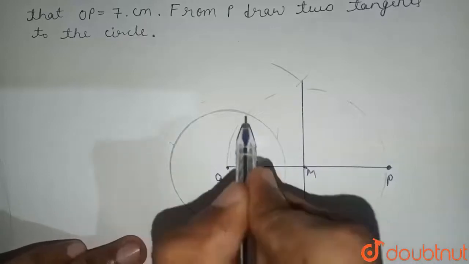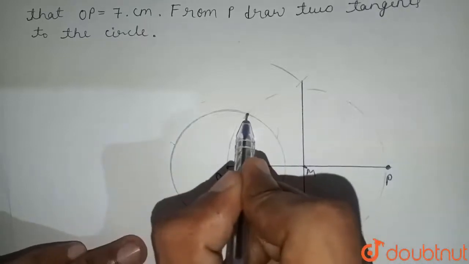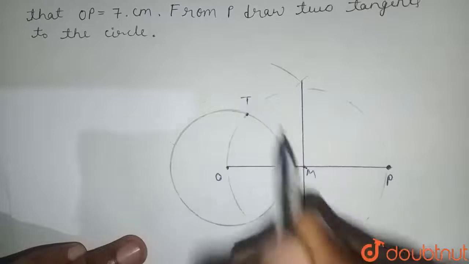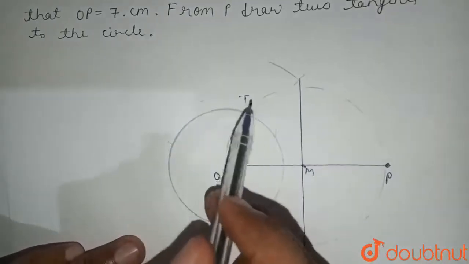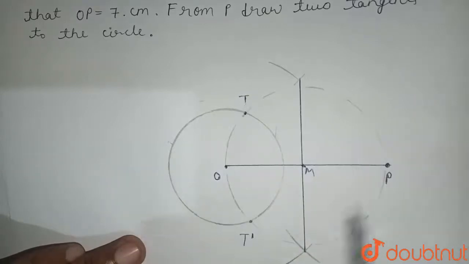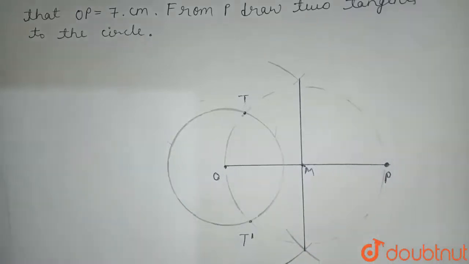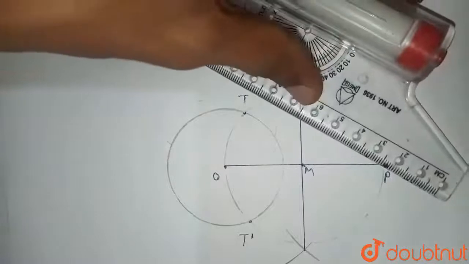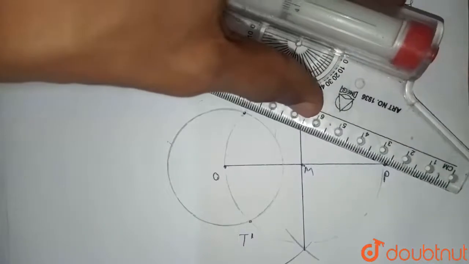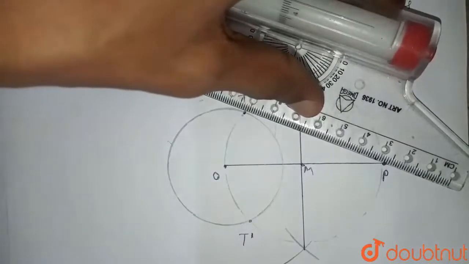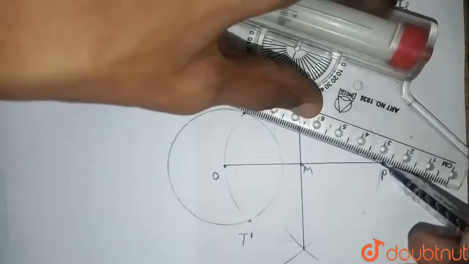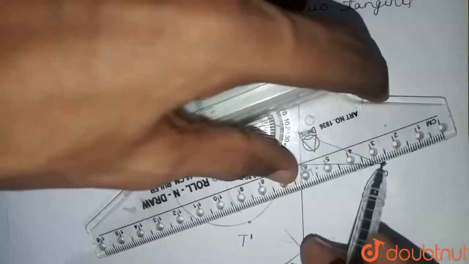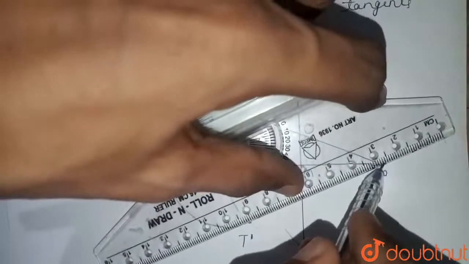Now let this point be T and let this point be T dash. Now we'll join T to P and T dash to P to get the tangents. So I'm joining these points.